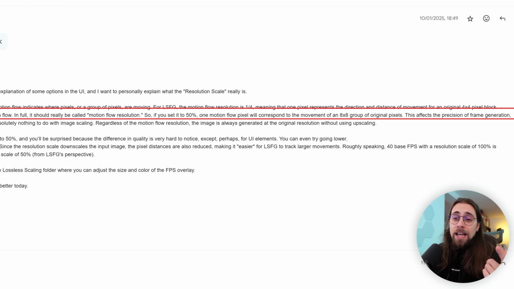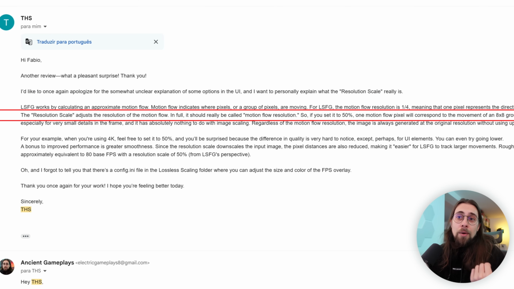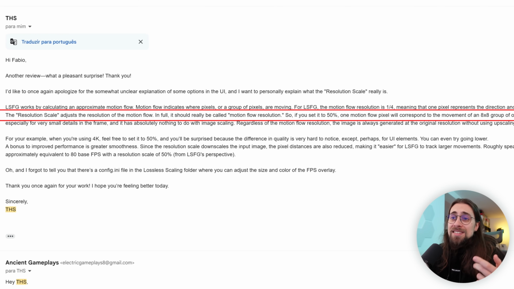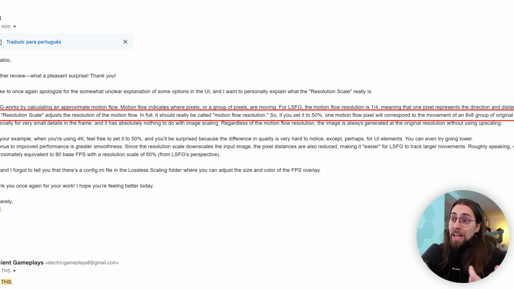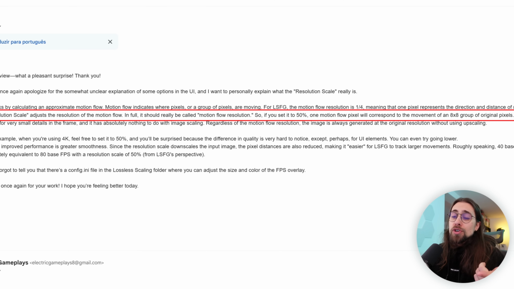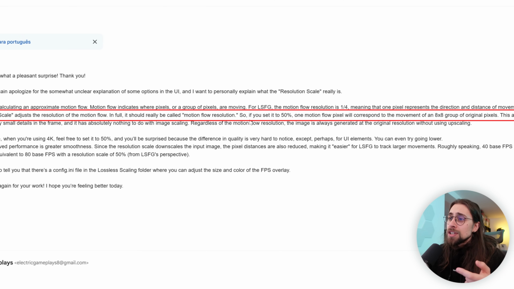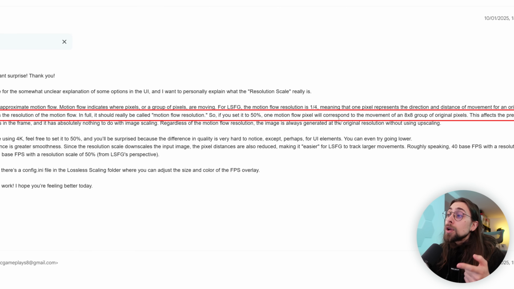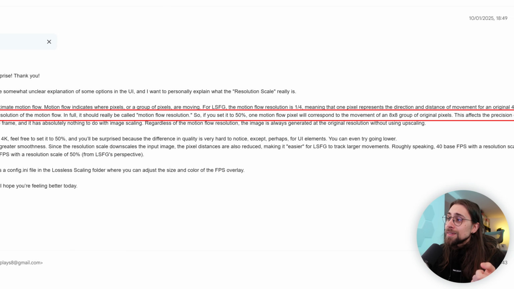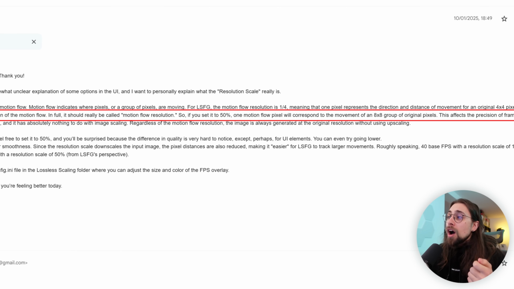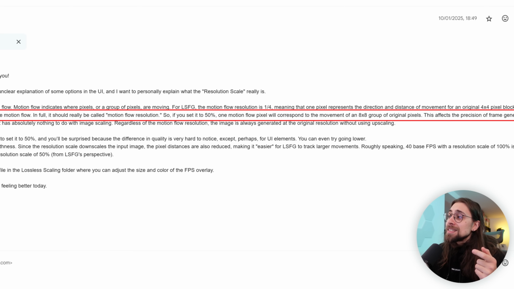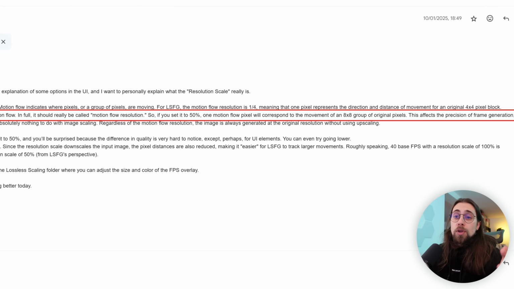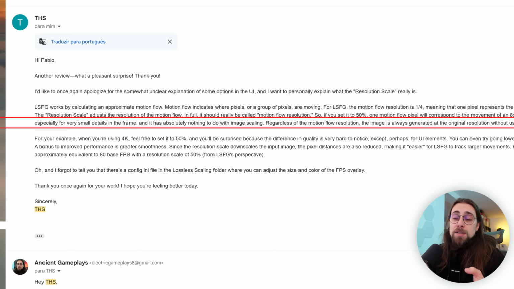The resolution scale, which is what it was called before, now it is changed to flow, adjusts the resolution of the motion flow. In full, it should really be called motion flow resolution. So if you set it to 50%, one motion flow pixel will correspond to the movement of an 8x8 group of original pixels. This affects the precision of frame generation, obviously, so the quality, especially for very small details in the frame, and so on. But now it comes to what it really matters.